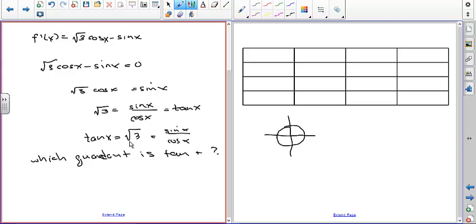So let's take a vote. Instead of asking somebody specifically, how many people think the tangent of, and we're just talking about the first quadrant, how many people think it's pi over 6? Okay, how many people think it's pi over 3? Okay, why do you think that?